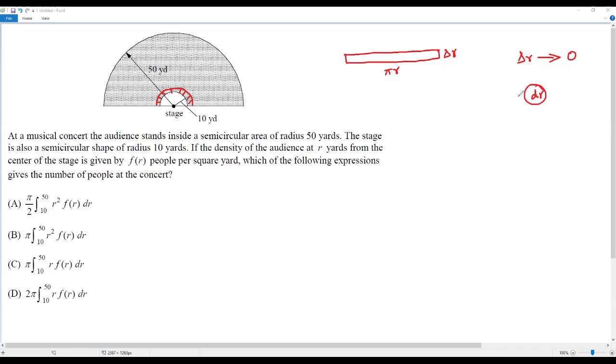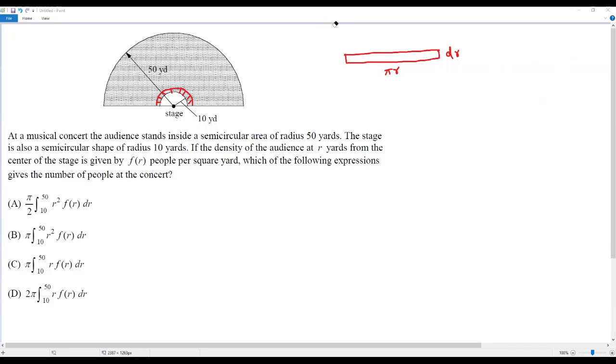So dr is a very small change in the radius. So instead of delta r, if I write a dr over here, then the width of the rectangle will be a very small value close to 0, something like 0.00001. So it's very close to 0 when I write a dr instead of delta r.